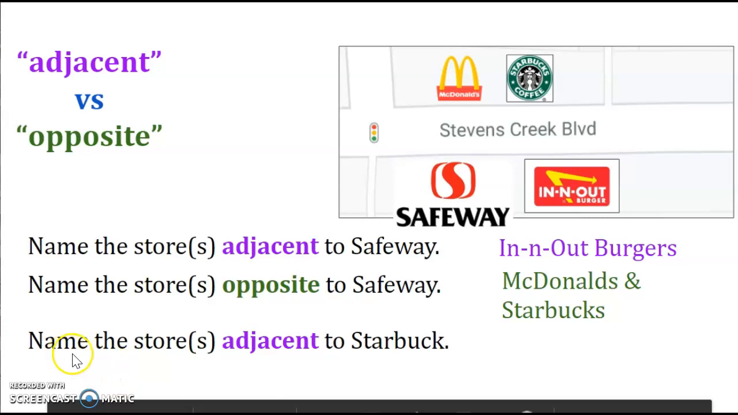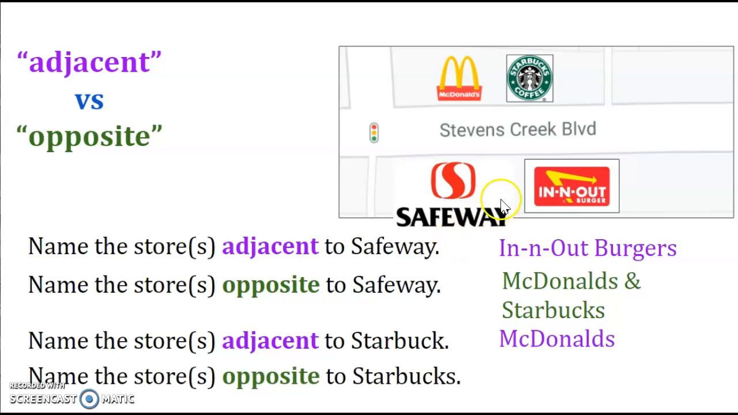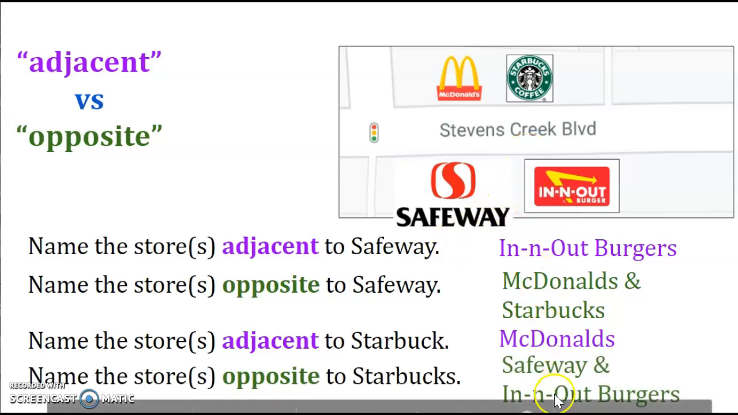Okay, so if I was to ask you, name the store adjacent to Starbucks. Okay, now we're speaking in terms of Starbucks now. That's the reference. Which is the store adjacent to Starbucks? We're talking right next to Starbucks, so it's McDonald's. And what about the store opposite the Starbucks? That would be Safeway and In-N-Out Burgers. Okay, so think about how you use the words adjacent and opposite.